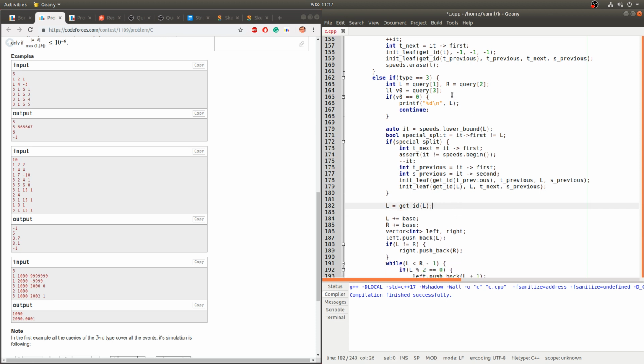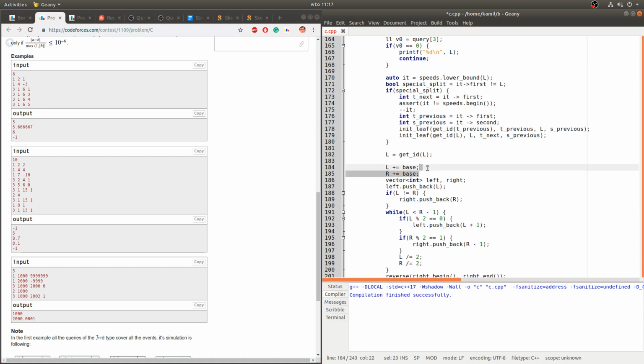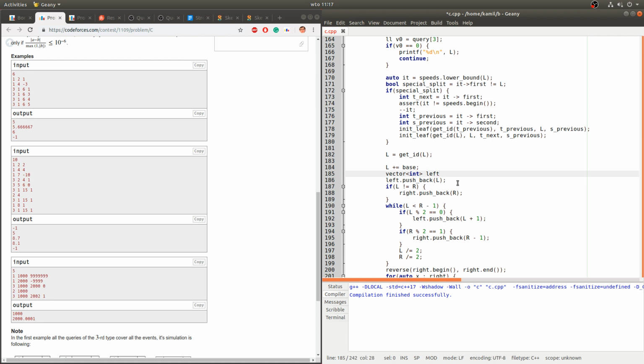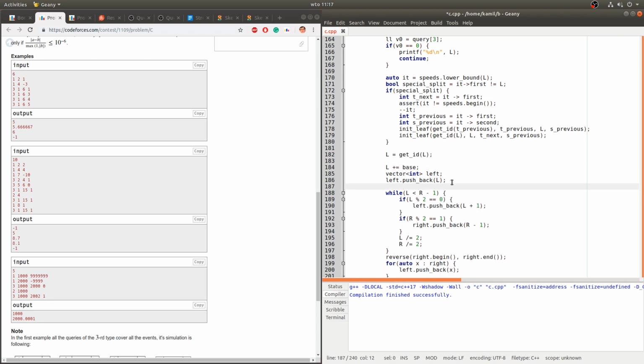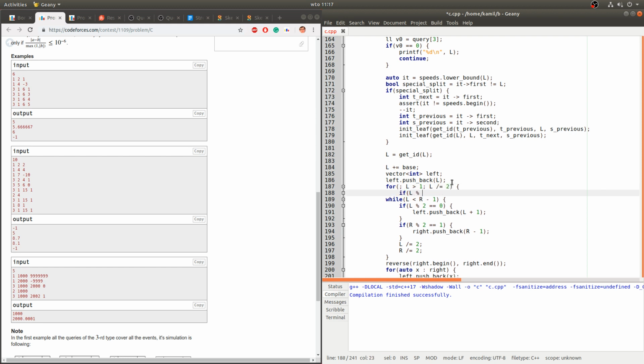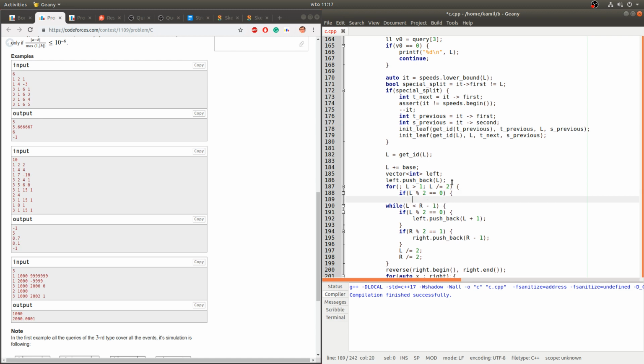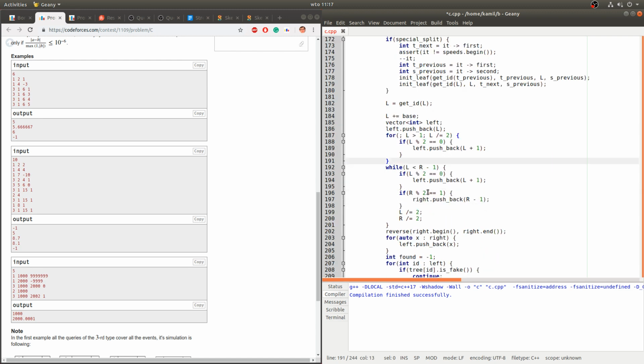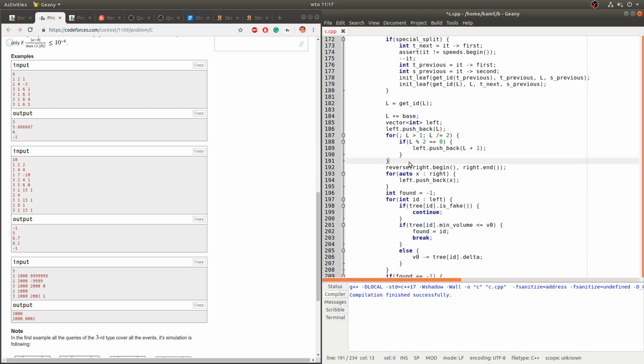I don't need R. Then only left is needed. Else greater than 1, L divided by 2. If L modulo 2 is 0, then left push back L plus 1. Then I found all. I now consider interval from L to the end.